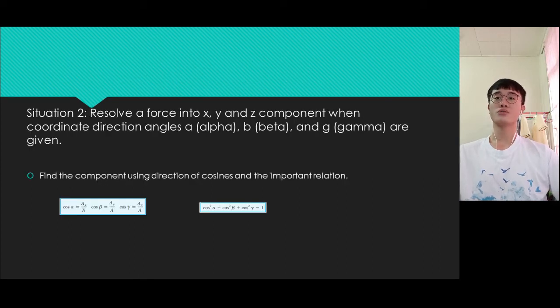While in situation 2, we resolve a force into x, y, and z components when the coordinate direction angles alpha, beta, and gamma are given. We can use the direction cosines to find the components and also use the important relation to find the rest of the angles.